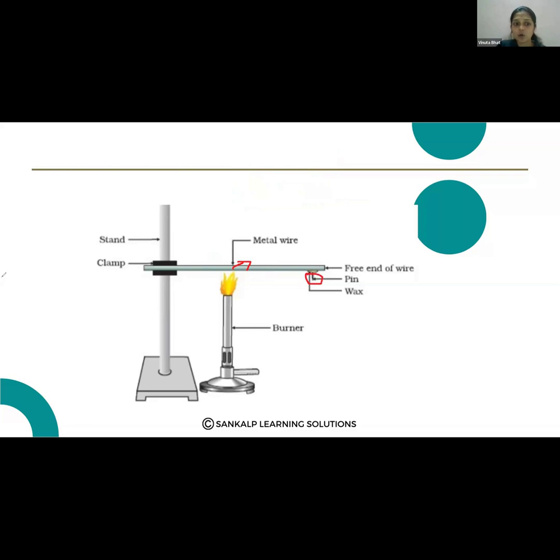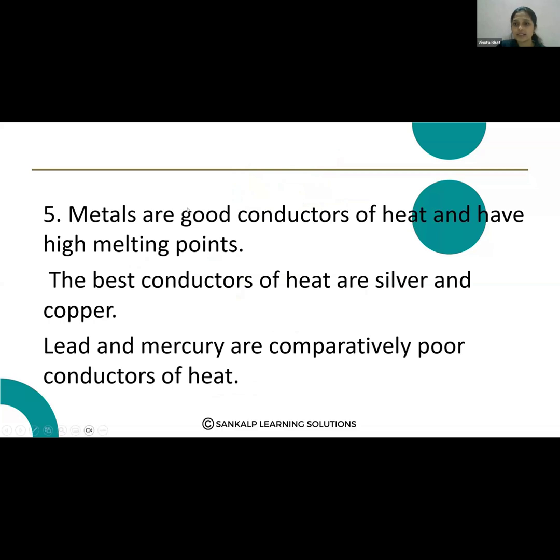Two points we have observed in this activity. Then how can we conclude this activity? We can conclude this activity by saying metals are good conductors of heat and have high melting points.